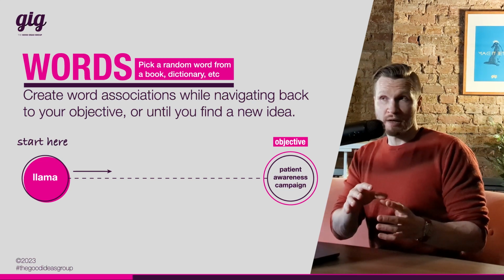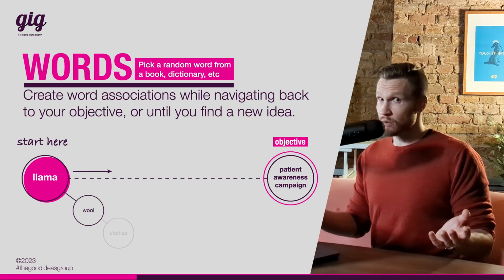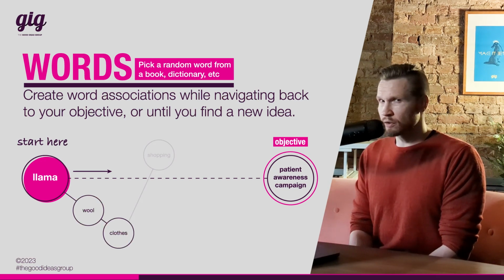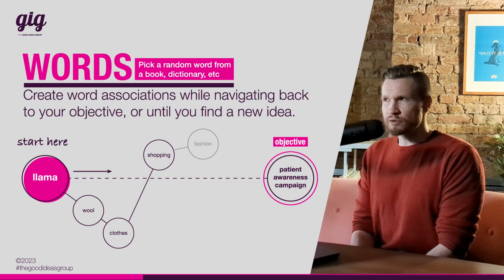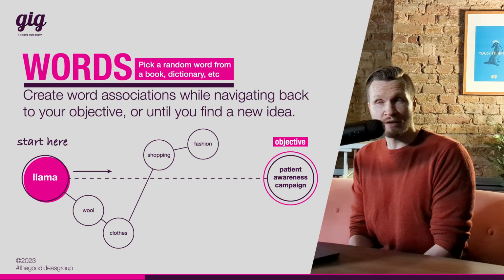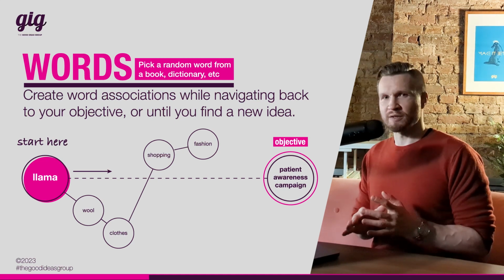Starting with llama, we can think of its fur or wool. We can make clothes out of wool. And also, clothes are something we buy when we go shopping. And this whole process is usually influenced or regulated by the fashion industry. So let's pause there for a moment. As you can see, we've made some progress, and we've moved away from a llama and into the fashion industry.